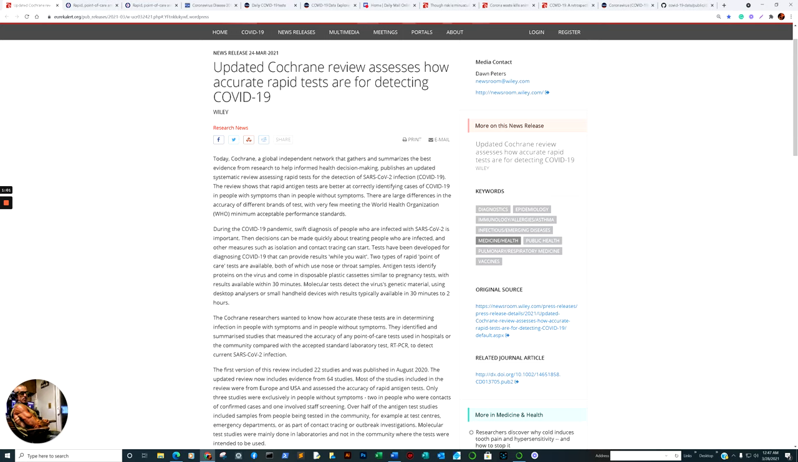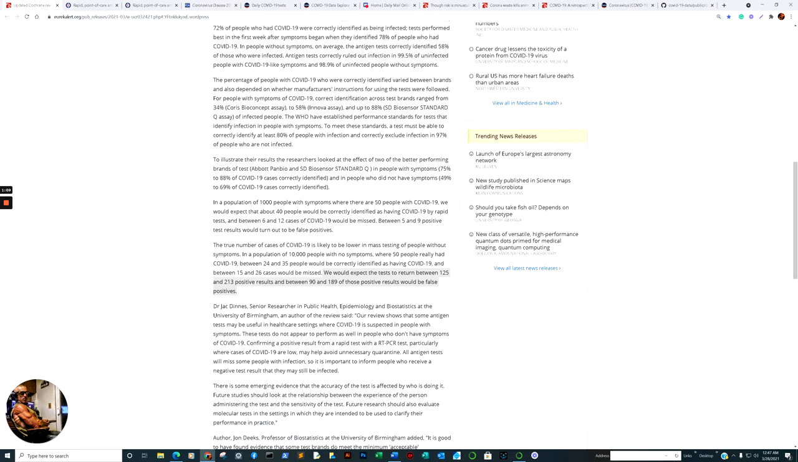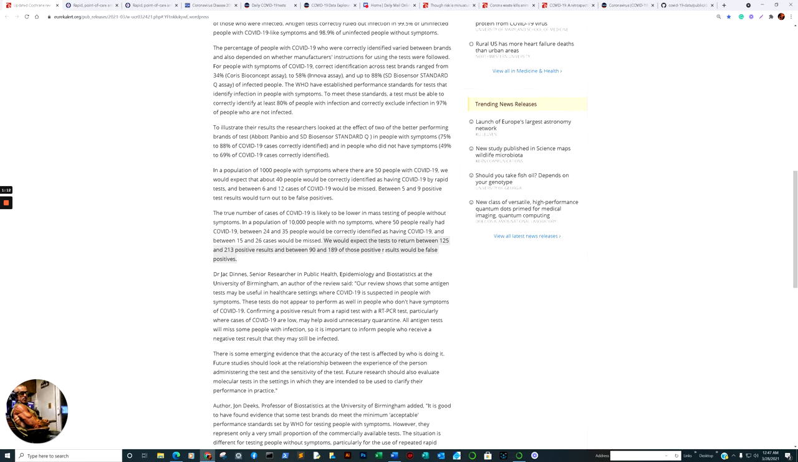Now we're looking at the Cochrane review and how they assess the accuracy of rapid tests for detecting COVID-19. I want this information to sink in real fast. We're about to highlight right here: we would expect the test to return between 125 and 213 positive results, and between 90 and 189 of those positive results would be false positives. So of the 213 positive results, 189 would be false positives. That is where the confusion matrix comes into play.